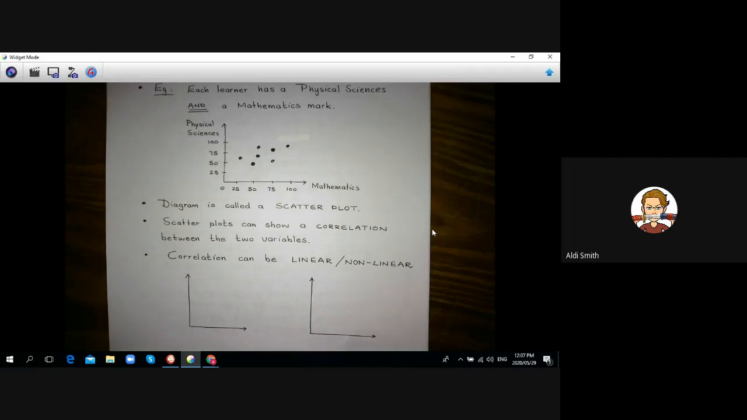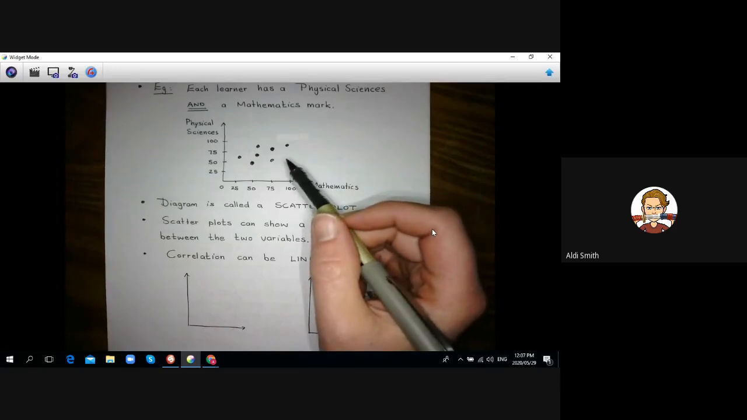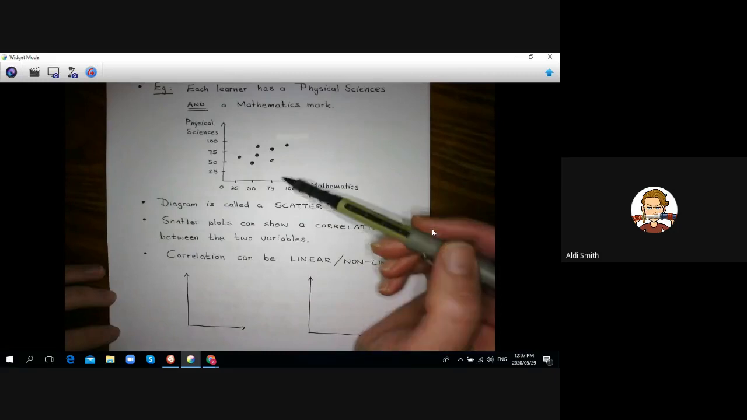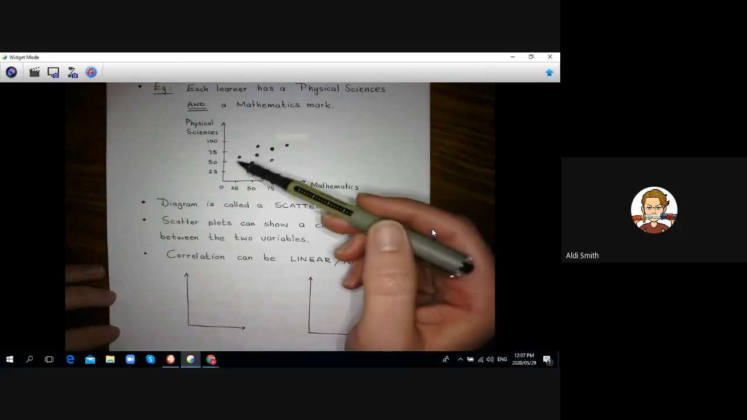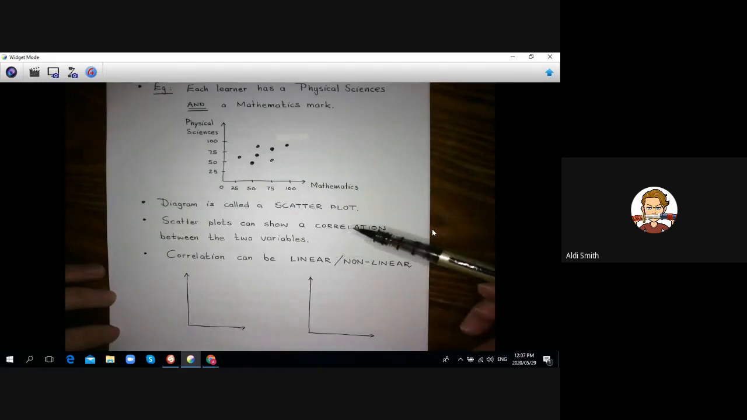Meaning, if you look at these marks, you can already have, in general, a feeling of the fact that the bigger the maths mark, the bigger the physical sciences mark. That's what it kind of looks like. It seems to be an association, there seems to be a correlation, and that's the stuff we're going to be talking about in this bivariate data.